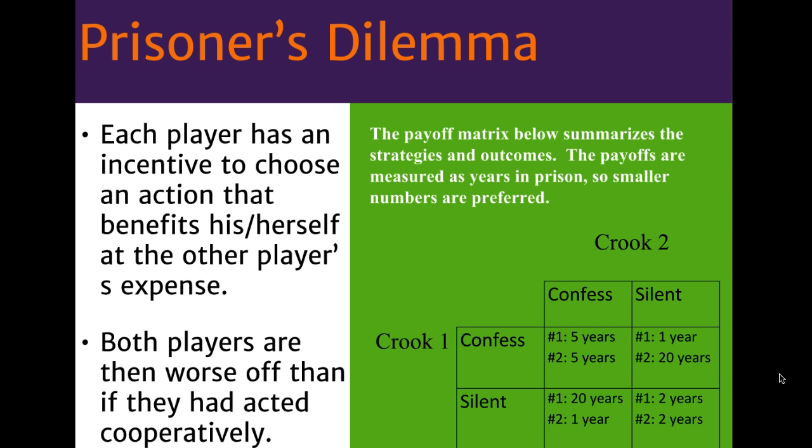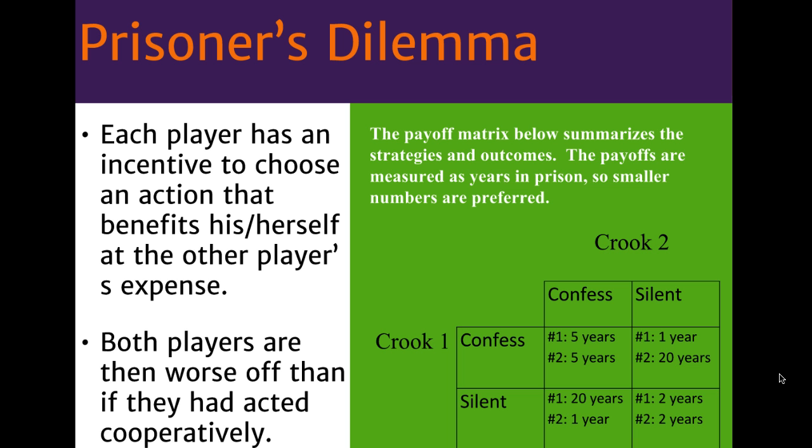Okay, let's look at the prisoner's dilemma. So the story goes that there are 2 accomplices in crime, Crook 1 and Crook 2. The police have enough evidence to put both of them behind bars for at least 5 years. They also know that the pair have committed a more serious crime, one that carries a 20-year sentence. Unfortunately, they don't have enough evidence to convict the 2 crooks on that charge.